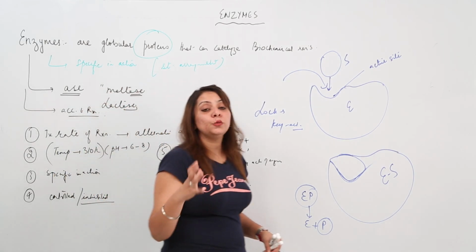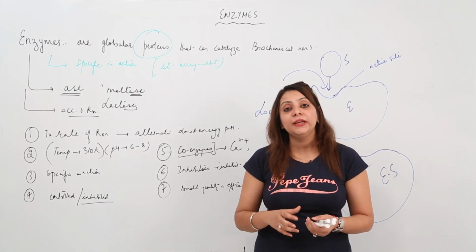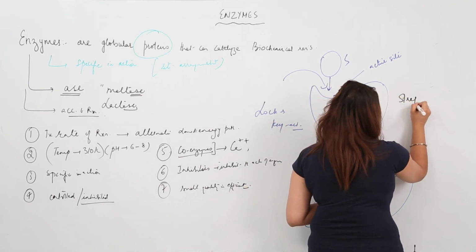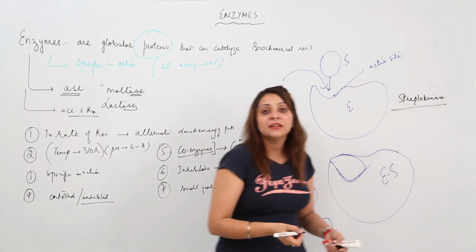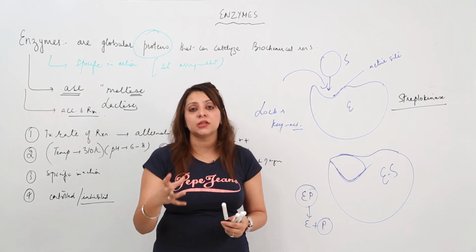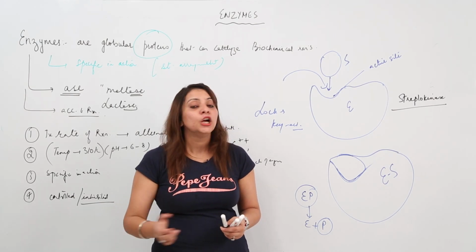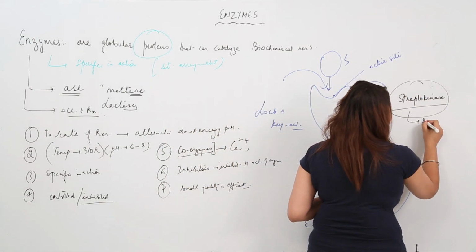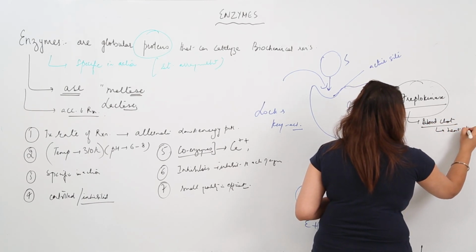Now coming to the point of where these enzymes are actually used. Many enzymes are used in curing disease. I'll give you an example. Suppose we have the streptokinase enzyme. Are you aware of this enzyme? Have you ever heard of it? This is an important enzyme which can dissolve the heart clot. It is used to dissolve the blood clot which can otherwise cause a heart attack.